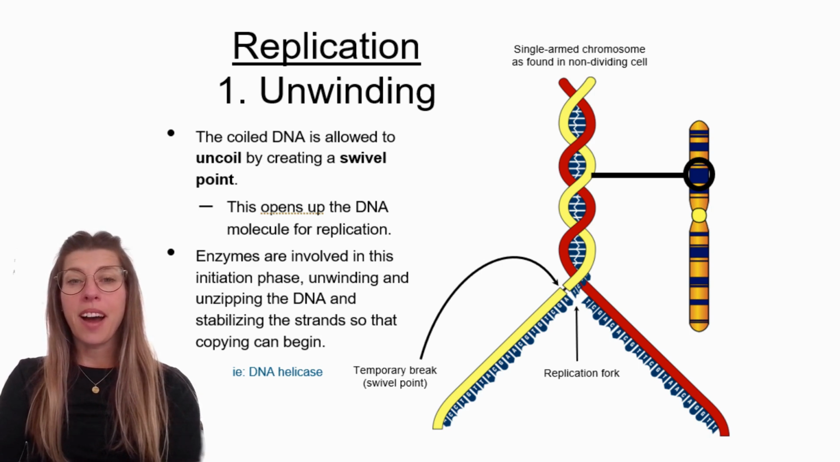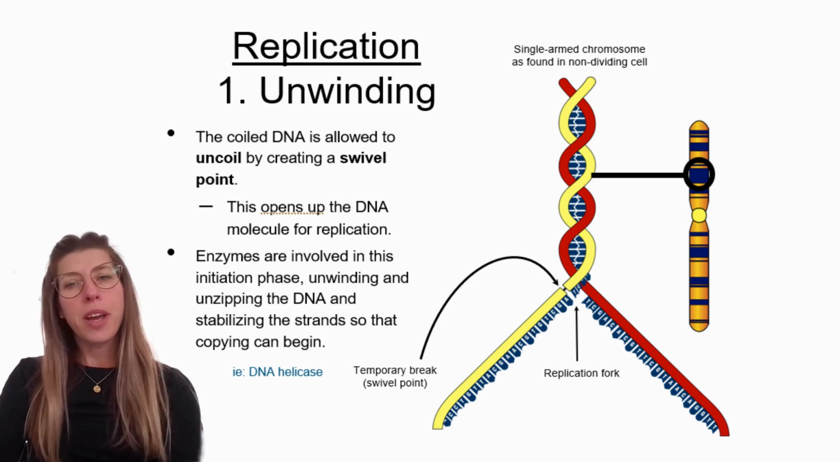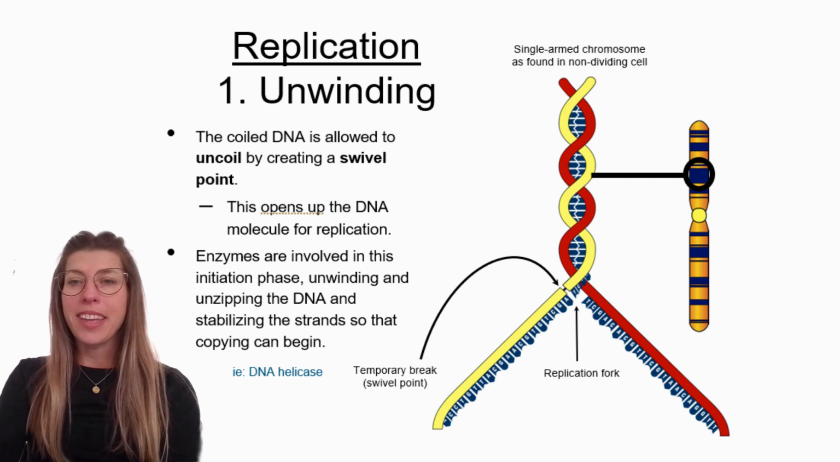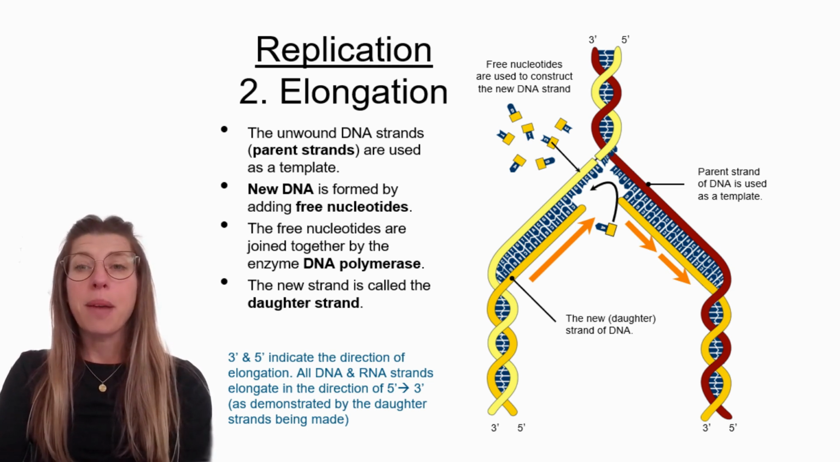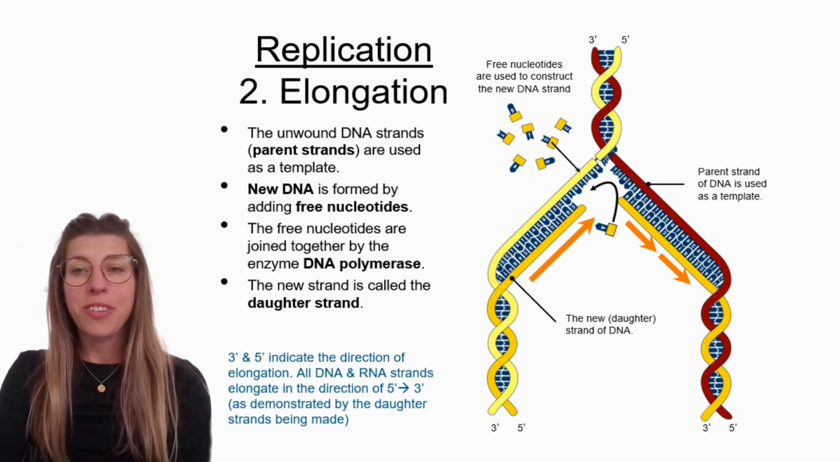Okay, you can see as it becomes unwound with DNA helicase, we could see that there's a replication fork that occurs. This is where it's splitting and splitting and splitting upwards. Okay, and that can create temporary breaks, which is called a swivel point. So stage 2 in the replication process is elongation.